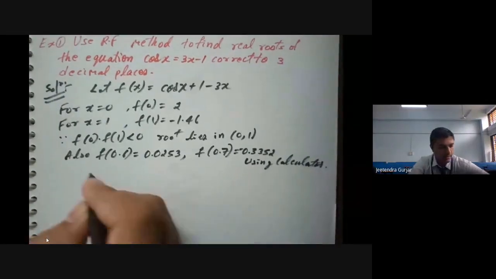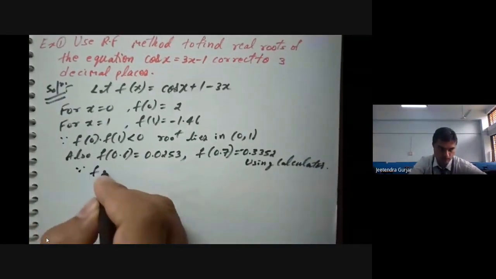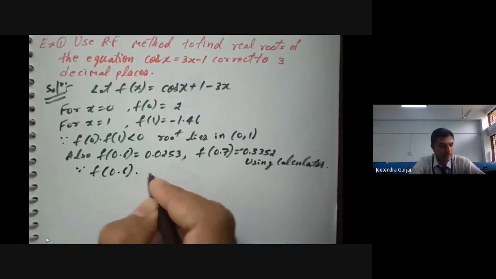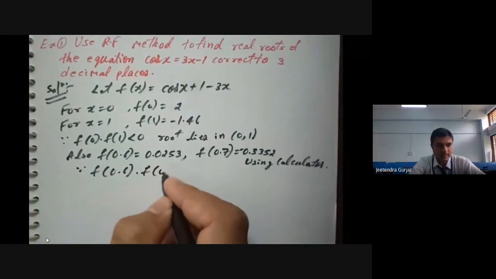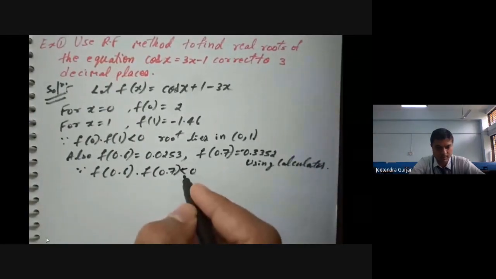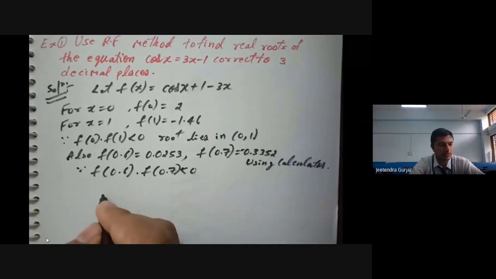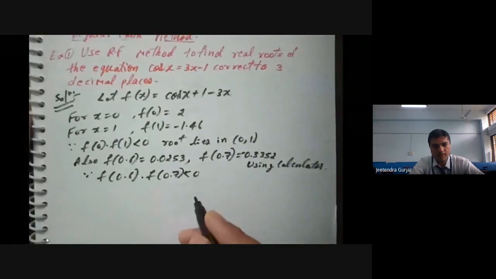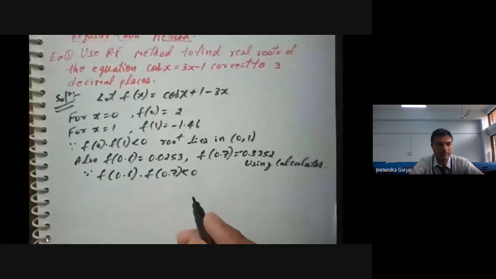Yes, so first step, remember. One is positive, one is negative. Is it clear? Therefore, what we get is less than 0. It means we directly go to the roots. The root lies between 0.6 and 0.7. Okay.